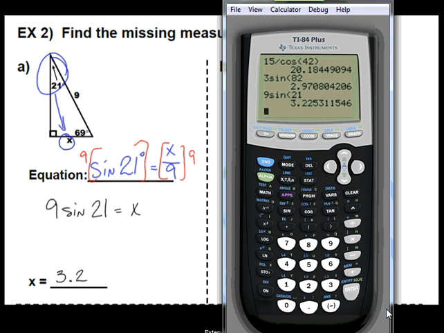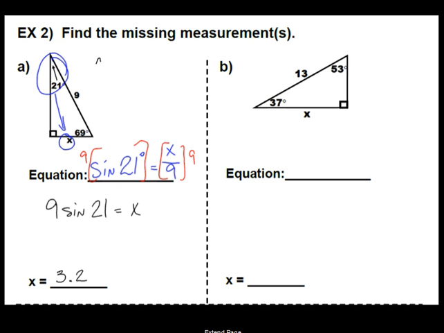If I were to do the same thing using my cosine, it would have been the cosine of 21 is equal to x over 9. So I would have to do 9 cosine 21. We should get the same answer.